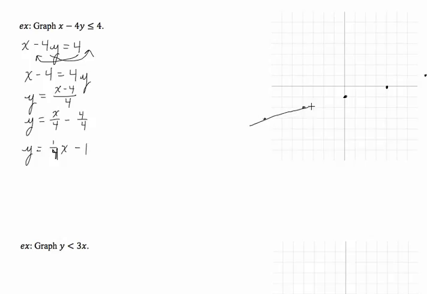Okay, and drawing in that line looks about like this. Always label your lines. So this is the line y equals 1/4 x minus 1. Okay, now we have to figure out which half of the plane solves this inequality. So again, I can pick 0, 0 because that's not on the line. So let's test 0, 0.